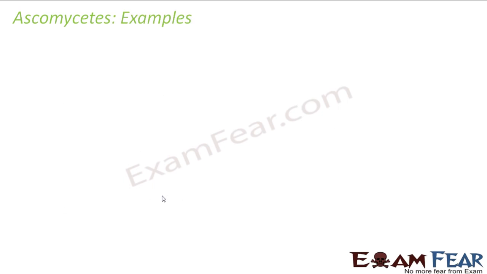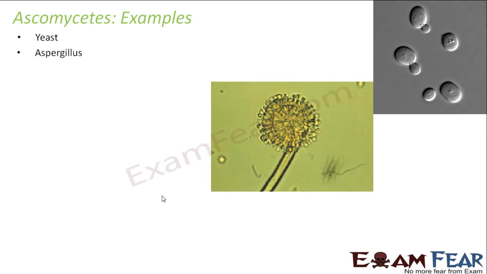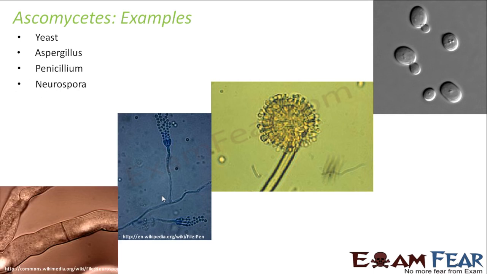Okay, so let us look at some of the examples of Ascomycetes. Yeast is a popular example of Ascomycetes. Aspergillus, penicillium. Penicillium is often known to produce the antibiotic penicillin. Neurospora is also commonly known as red bread mold.